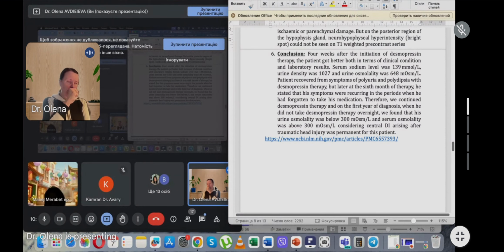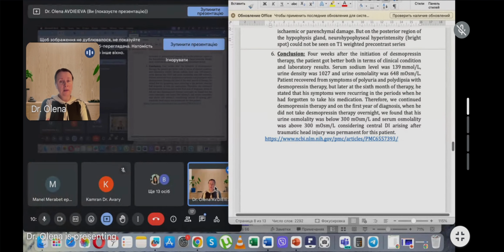and you should find in the patient's anamnesis risk factors for this problem. And very often you can find trauma of the brain. Do you have more questions?